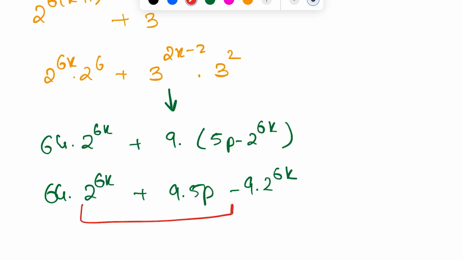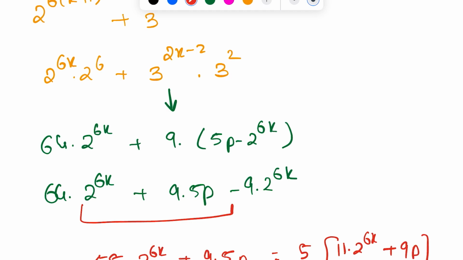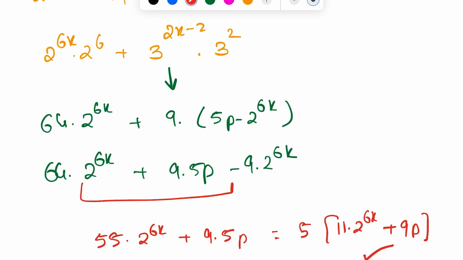So 64 minus 9 is what? 55. 55 times 2 power 6k plus 9 times 5p. Take 5 common. 11 times 2 power 6k plus 9p. So it is divisible by 5. Therefore, by principle of mathematical induction, it is true for all positive values of n.